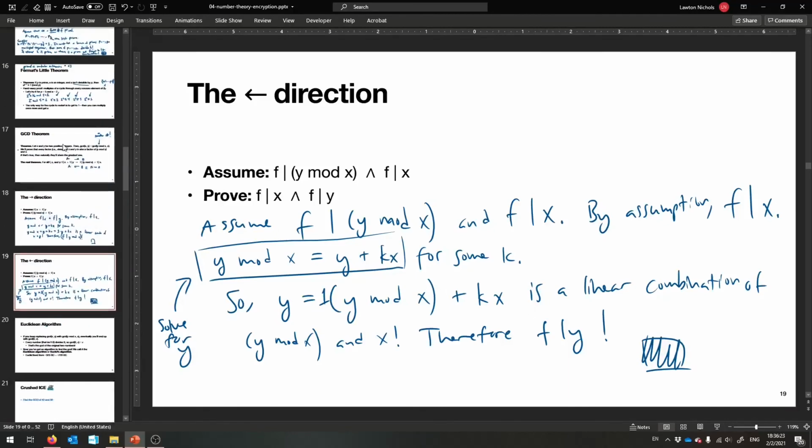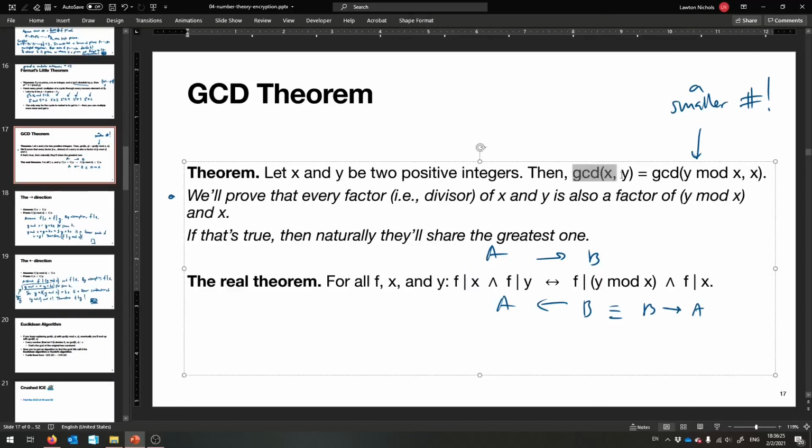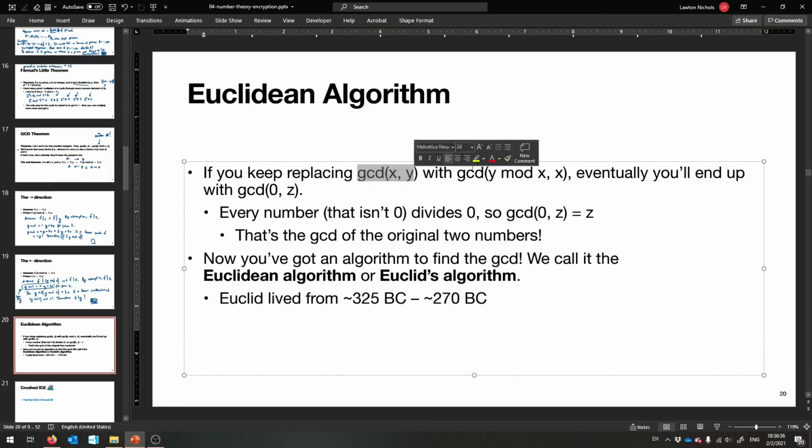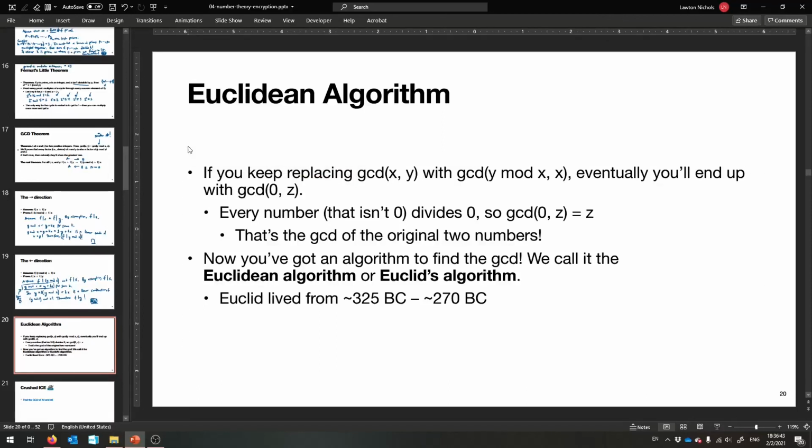So now we know that the GCD of x and y is equal to the GCD of y mod x and x. And when you put that together, you get this wonderful thing called the Euclidean algorithm. If you keep on replacing GCD of x and y with the GCD of y mod x and x, eventually you're going to get back GCD of 0 and that number.